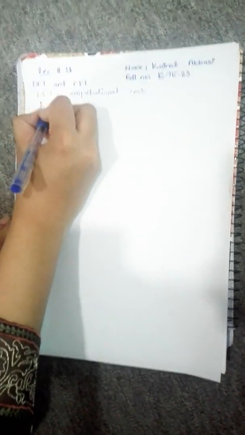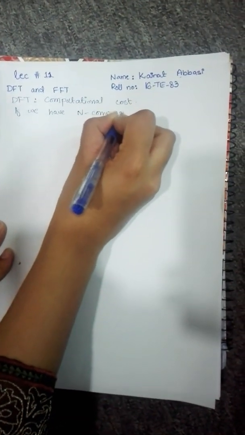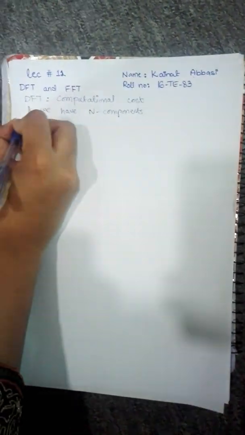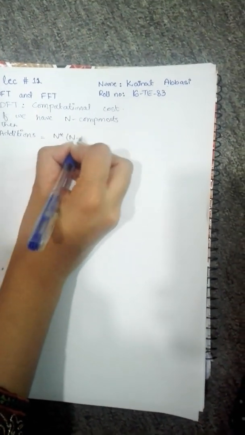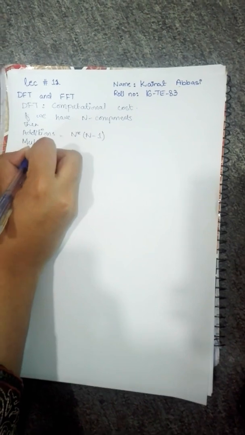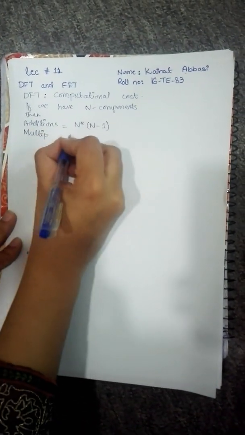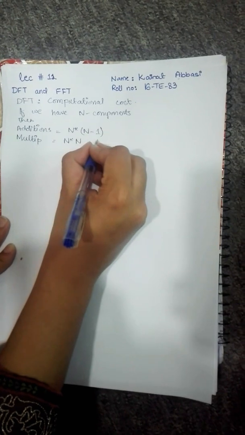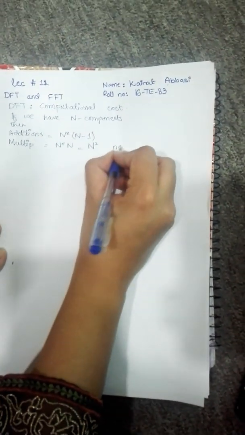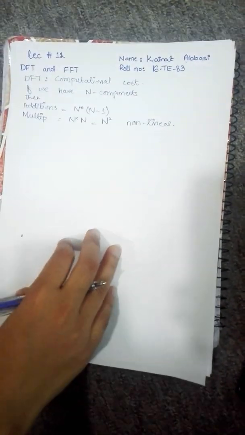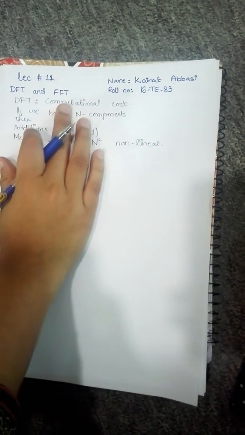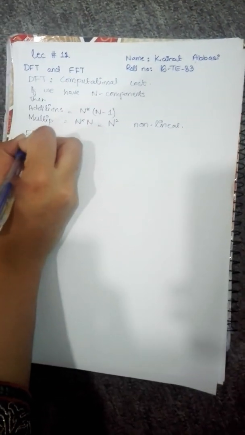Like if we have n components, then we require a number of additions, that is n cross n minus 1, and multiplications n cross n, that is n square. And as we know that n square is a non-linear function, so this is the main disadvantage of discrete Fourier transform. To overcome this computational cost, we move toward fast Fourier transform.